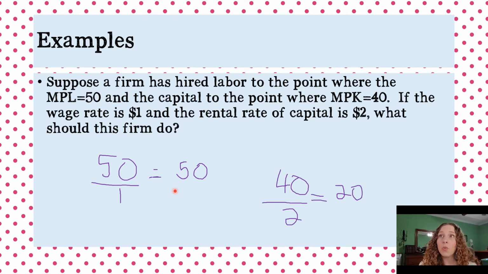50 is much higher than 20, so this firm is going to want to hire more labor and less capital. So that would be the answer to that question and how we would find it.